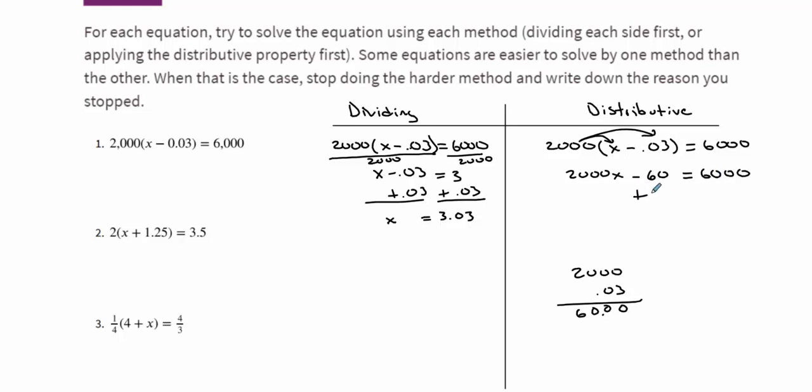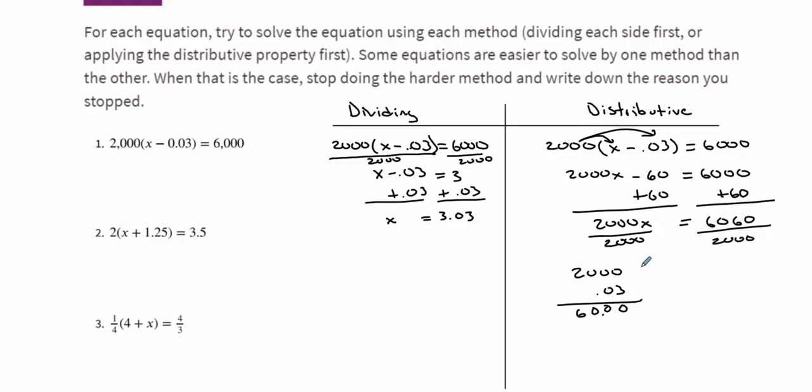Now I'm going to add 60. I'm going to add 60. So we end up with 2,000x is equal to 6,060. Now if I were to divide this, I'm not going to do it. I'm going to stop here. I'm going to do what the directions say.